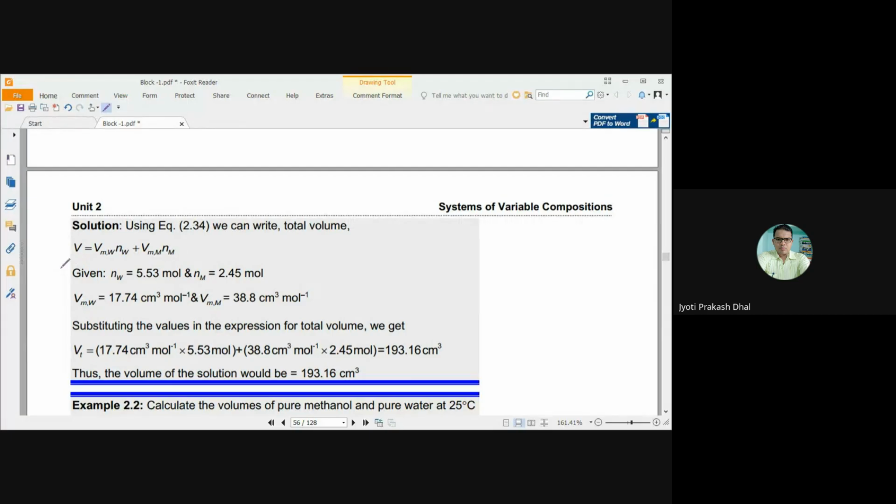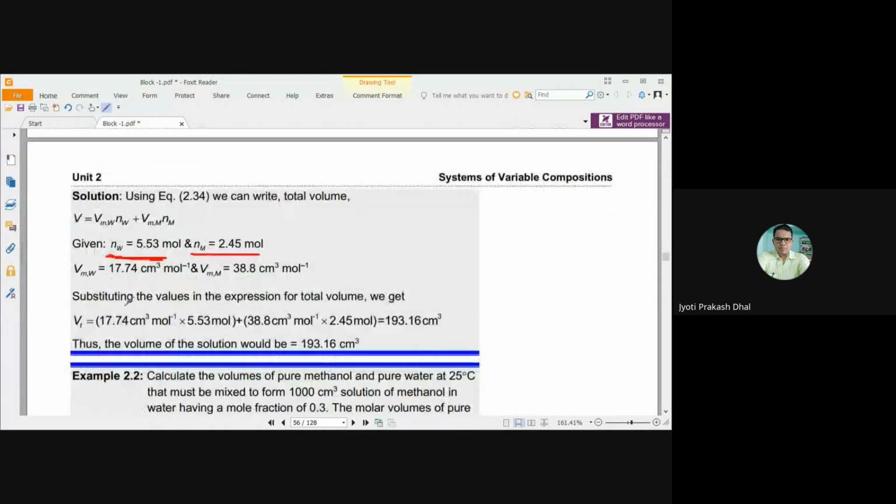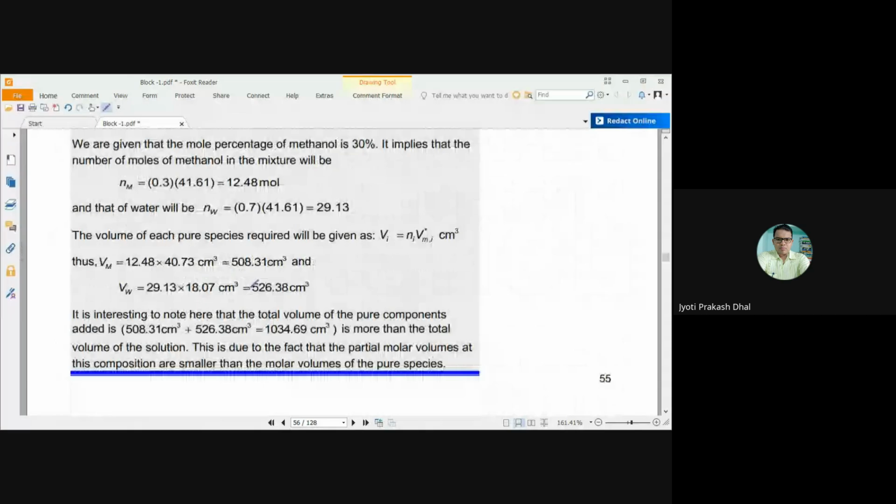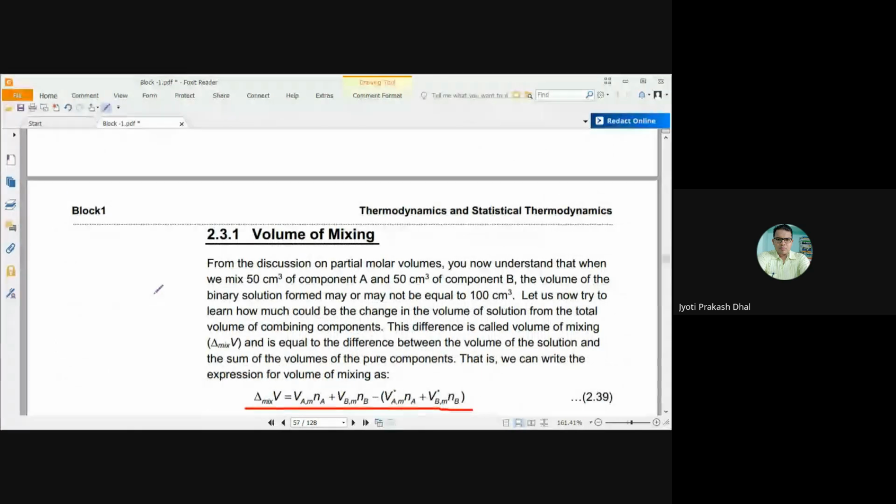Just you have to put this equation: V equals V_mw n_w, W means water, plus V_mm n_m, capital M means methanol. So here n_w, the number of moles of water, is given, number of moles of methanol is given in the question, and V_mw is given, V_mm is given. Substituting all the values, you can solve the question. All of you should go through the numerical questions given in your study material.